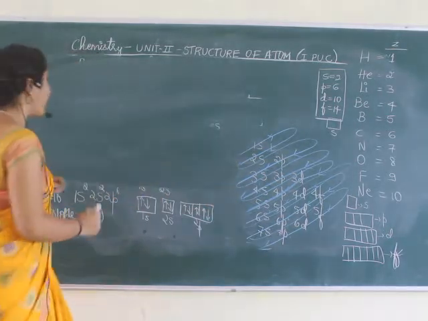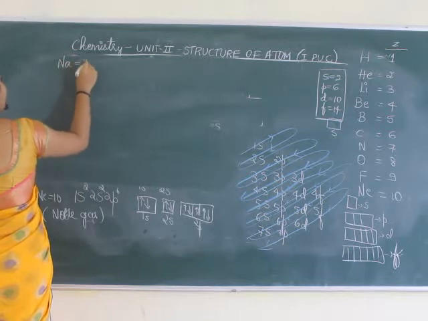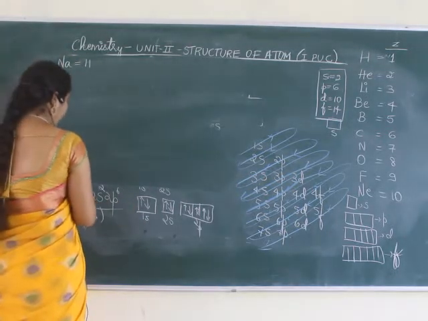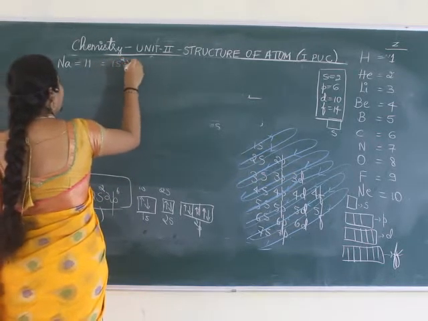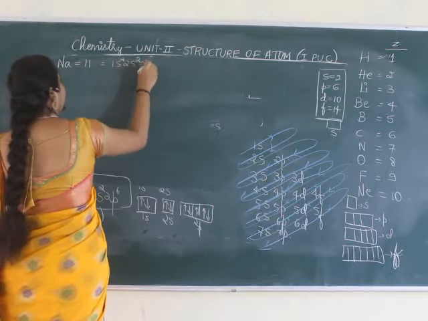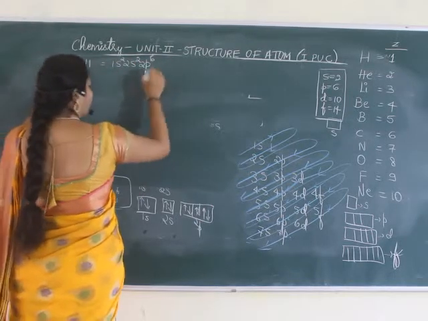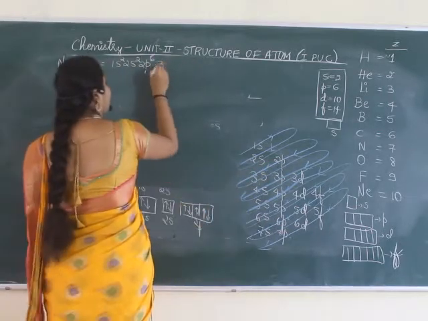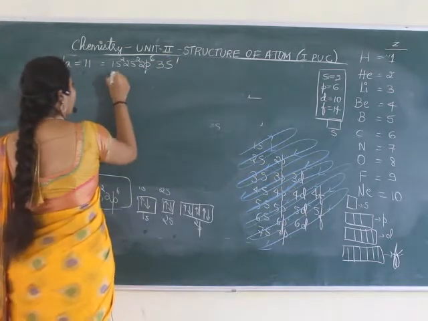Next comes sodium. Sodium symbol is Na. Atomic number is 11. How should you write? Here, noble gas configuration: 1s2, 2s2, 2p6. Now 10 is done, isn't it? One more. Now where does it go? After 2p6 it goes to 3s. How many electrons? 1 electron. So when you write, how do you write?